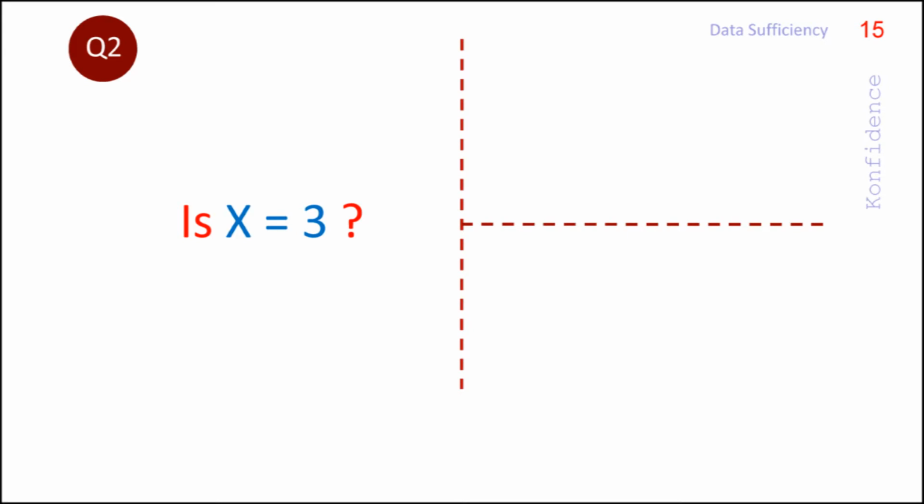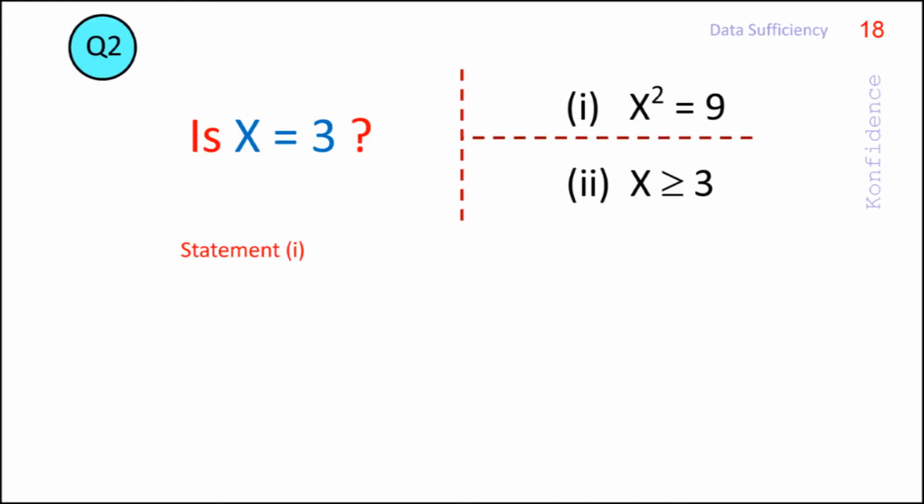Now, let us try to answer the question, is x equal to 3? Using two different statements. First, x square equal to 9. Second, x greater than or equal to 3. Let us look at the first statement. It will give you two answers. x is either positive 3 or x equals minus 3. So, obviously, we cannot find out the answer.